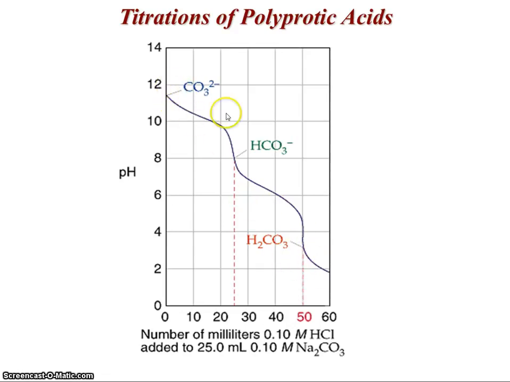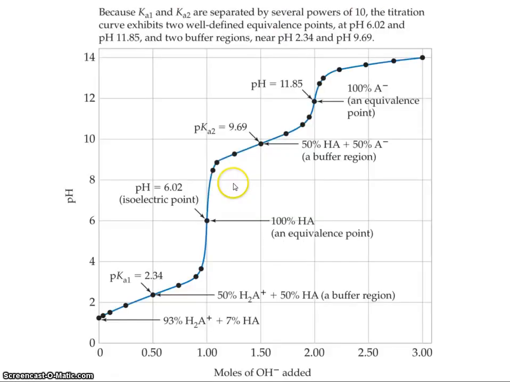Technically, all along here, I've got a mixture. But by the time we're down here, I've got a vanishingly small amount of this. And if I'm way up here, I have a vanishingly small amount of this. What happens that's interesting is when we're in these 2 buffer zones. So let's look at another example. Because Ka1 and Ka2 are separated, the titration curve gives me 2 well-defined equivalence points. One is going to be here at 6, and one over here at 11.5.